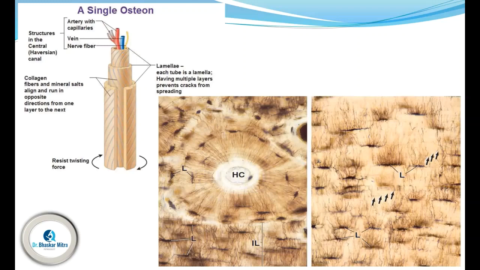Now this is the single osteon. Here we can see collagen fibers and mineral salts aligned in a different direction in each of the lamellae, and each lamella contains these lacunae. The lacunae contain the osteocytes, which, through their processes, communicate with the other osteocytes.